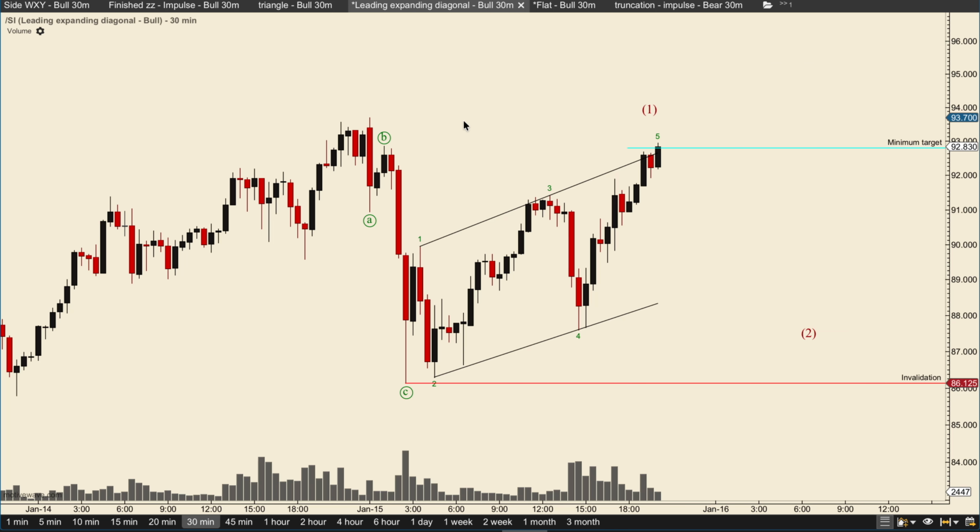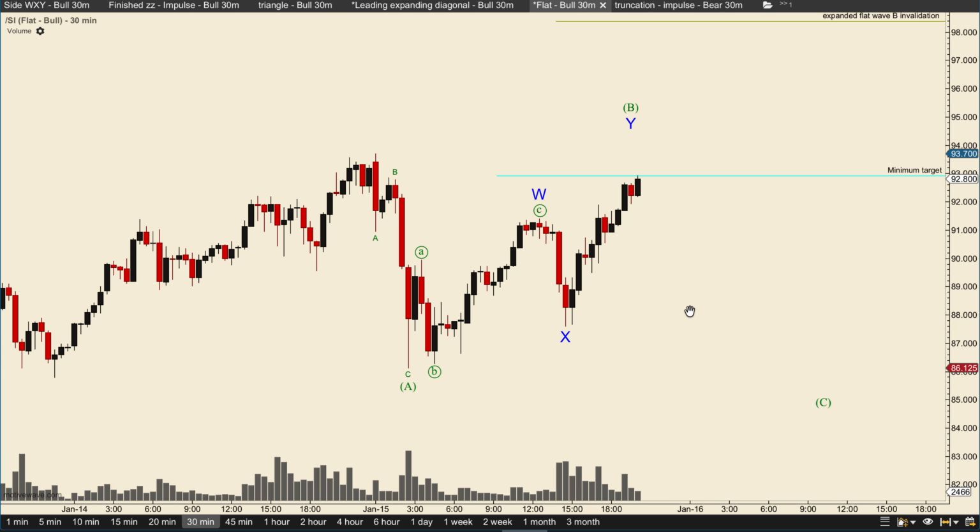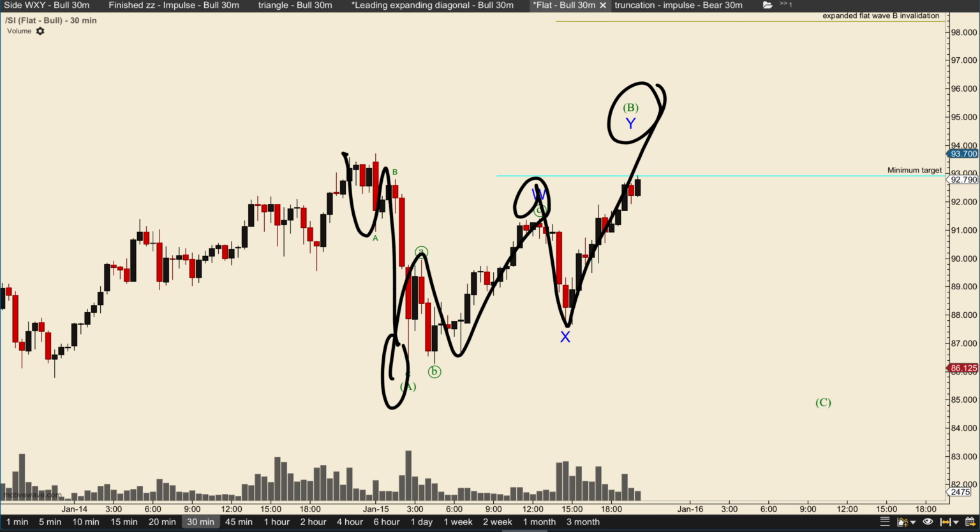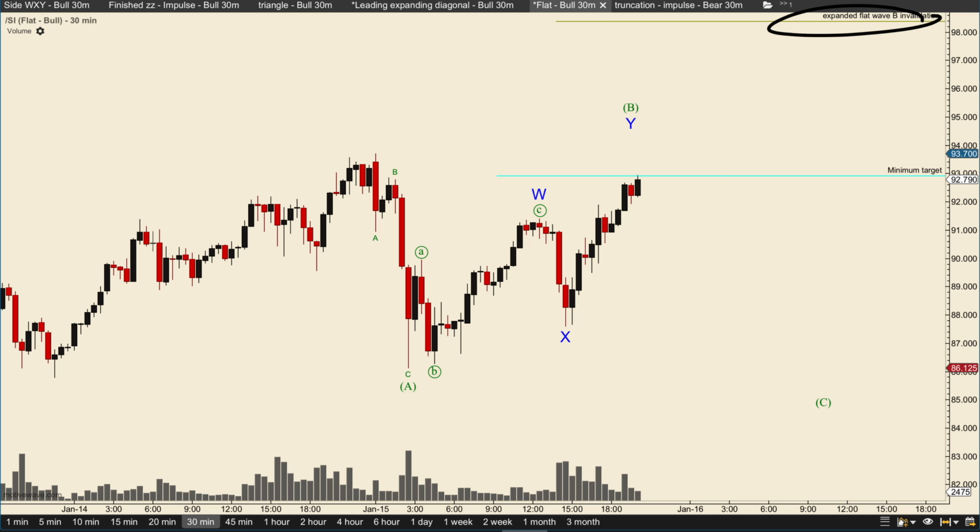And then the leading expanding diagonal. A leading diagonal is very rare in itself, and expanding diagonal makes it even more rare. So this has a very low probability, but unless we take out this high, it exists, and basically all the roads lead to Rome, so we are all taking out this high with all of these scenarios. It doesn't really matter which one of them we are focusing on right now, but yeah, so ABC here, ABC WXY into wave B, as long as we don't touch this invalidation up here at 98,395, this scenario is very much in play.